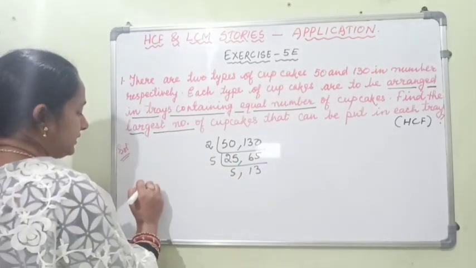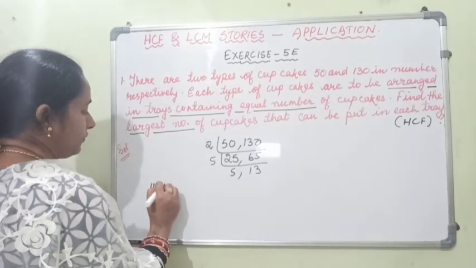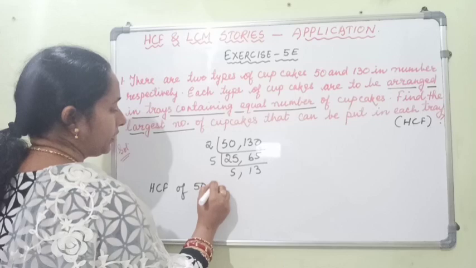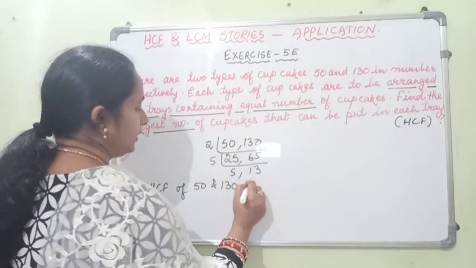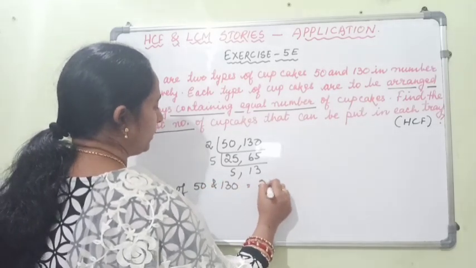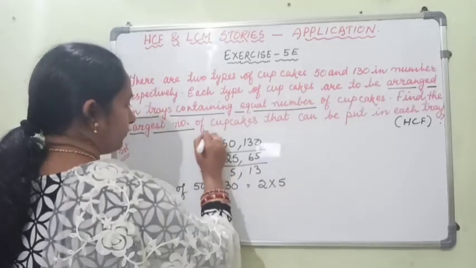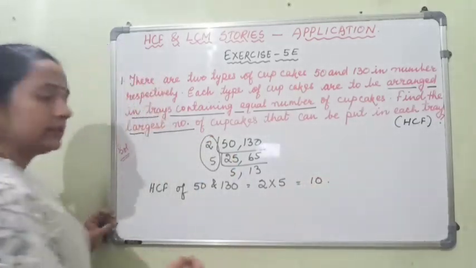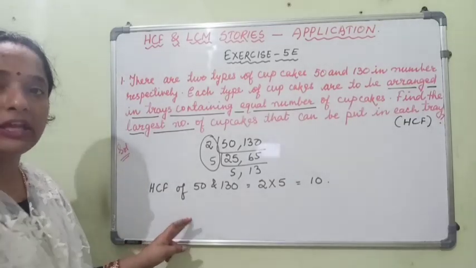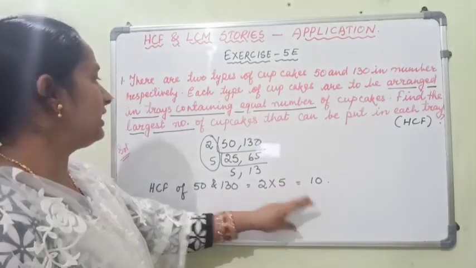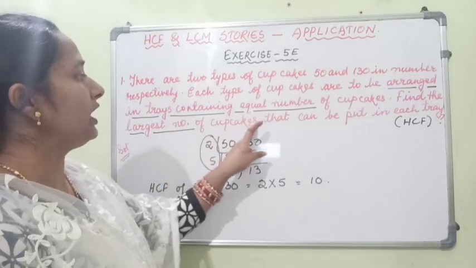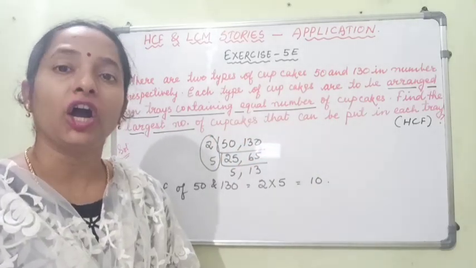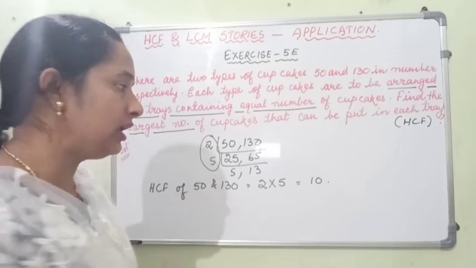Now the HCF of 50 and 130 is how much? 2 multiplied by 5. Right? That is 10. This means, what is this 10? 10 is the largest number of cupcakes that can be put in each tray. So we can put a maximum of how many cupcakes in each tray?